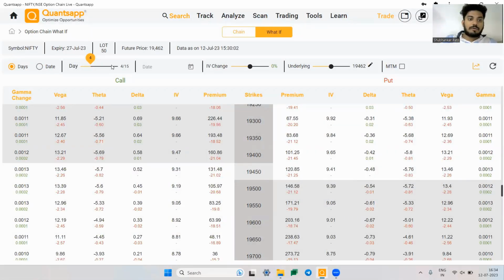basically it is trying to tell us that 4 days from here, if IV remains unchanged and the underlying, which is Nifty, remains unchanged, this premium will go down by 21 rupees. This premium will also go down by 21 rupees.